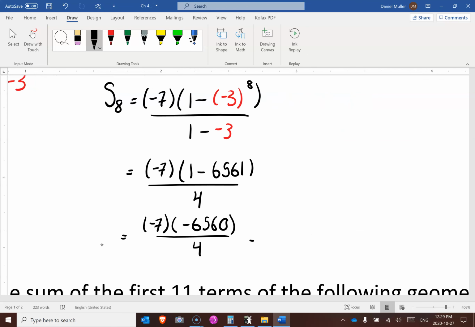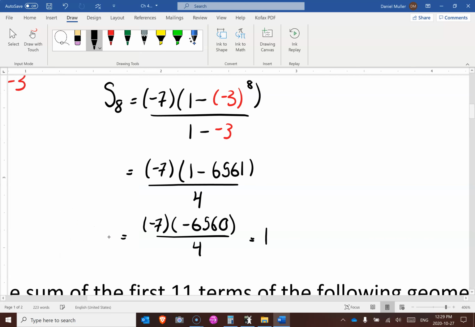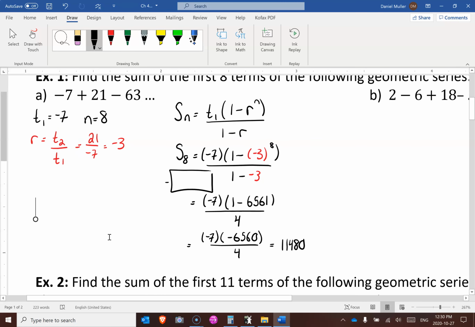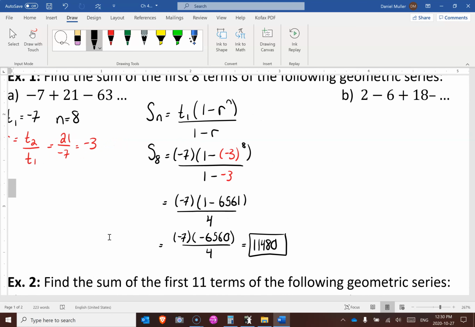Now, just to speed up this process a little bit, I will put this into my calculator. -6560, just because these numbers are bigger, times -7, and then divide that by 4. So 11,480. So that is the sum of the first 8 numbers. And that seems like a pretty large number, but I think that's partly because these numbers are multiplying by 7. They're getting bigger really, really quickly. So let's keep going here.